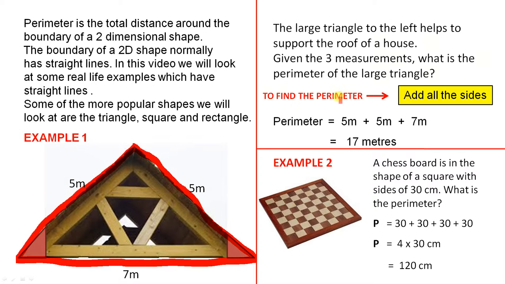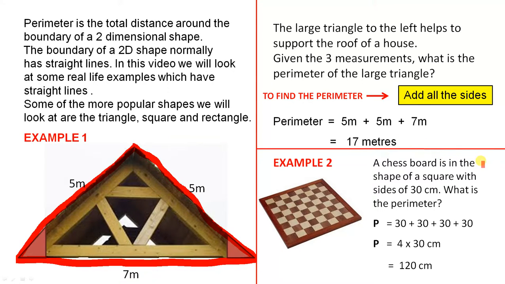To find the perimeter, this is the very simple rule. Add all the sides. So you find out the length of each side and just add them up. So the perimeter of the triangle will be 5 meters plus 5 meters plus 7 meters. That gives you 17 meters.